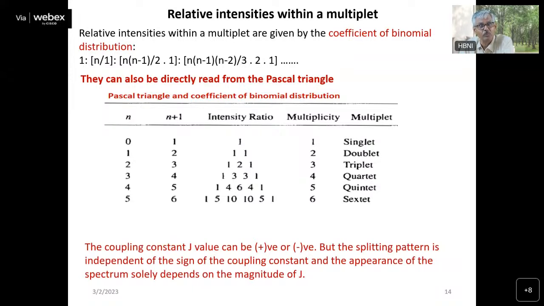So if there are 4 equivalent nuclei, you will get 5 lines, and the relative ratios you can see are 1:4:6:4:1. So that will give you a quintet, and if there are 5 equivalent protons, you will get a sextet. Okay.